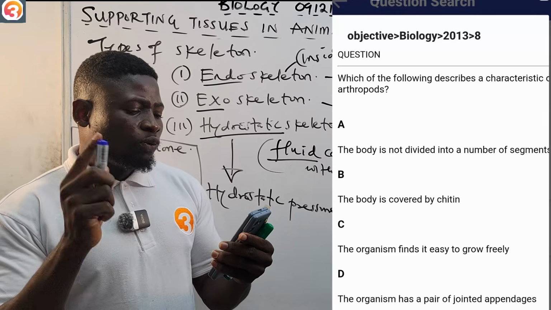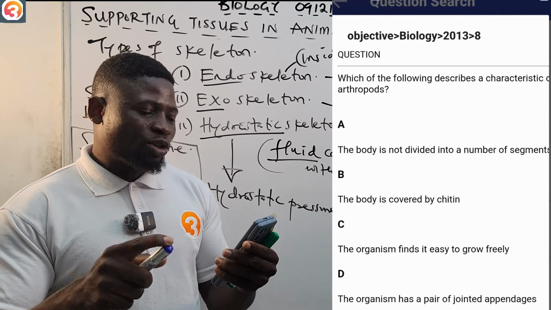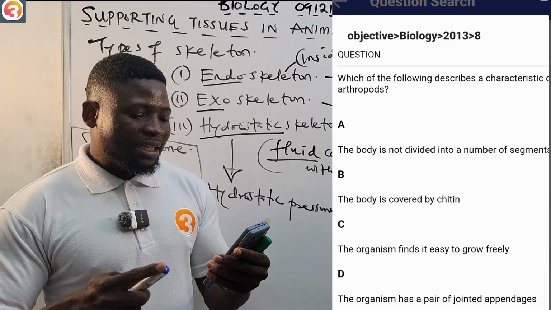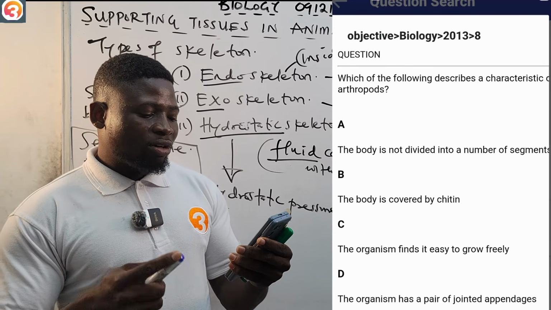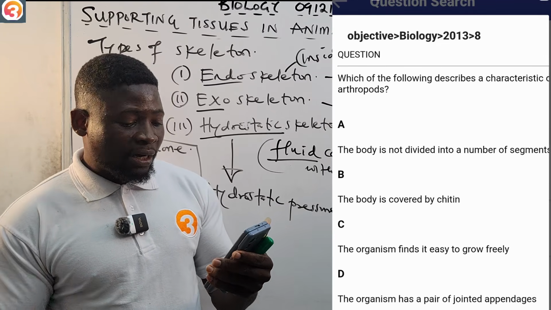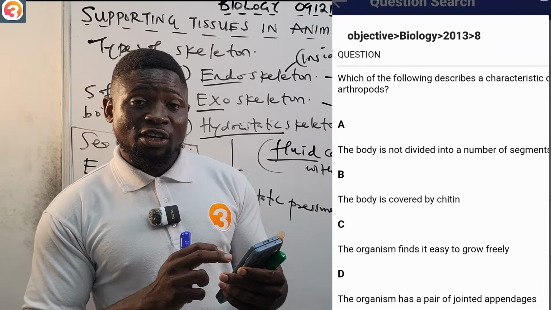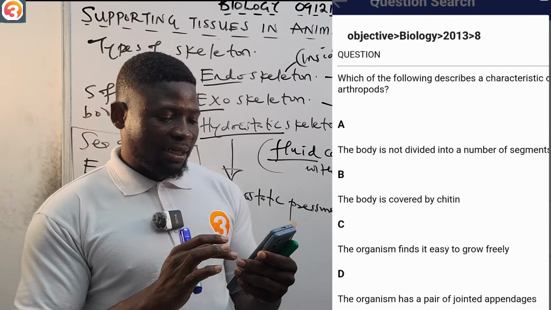2013 number 8 says, which of the following describes the characteristics of arthropods? A says the body is not divided into a number of segments. B says the body is covered by chitin. C says the organism finds it easy to grow freely. D says the organism has a pair of jointed appendages. Tell me the answer in the comment section. Very easy, we've talked about it in the class.